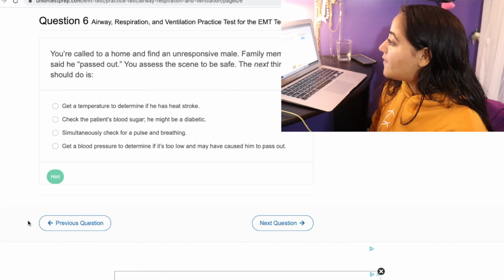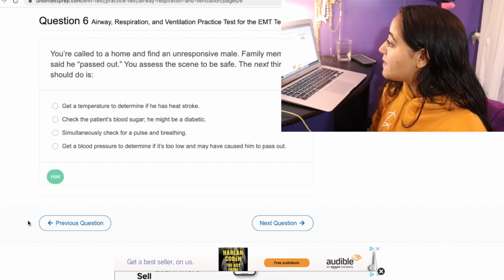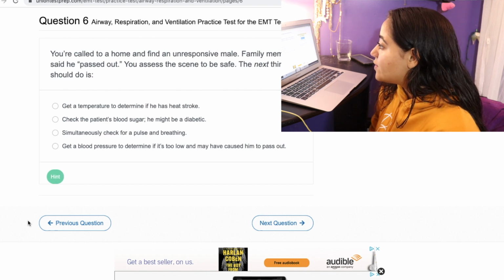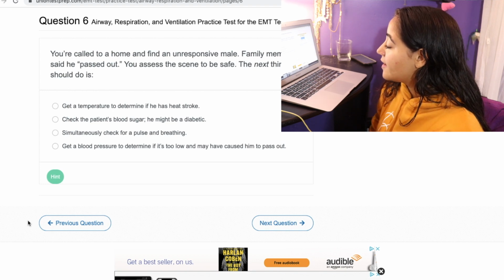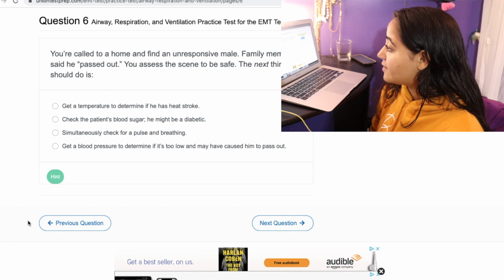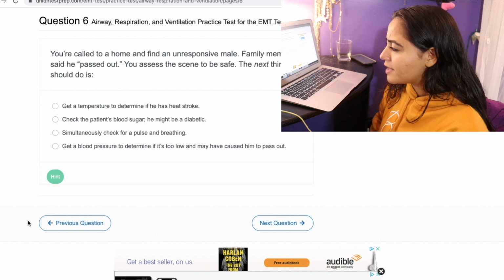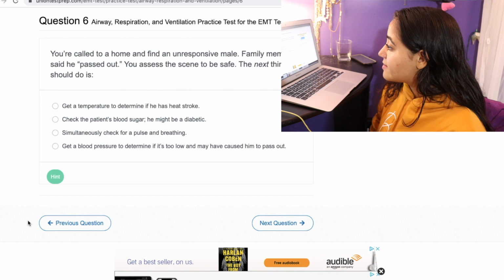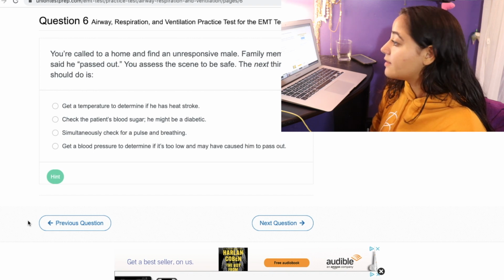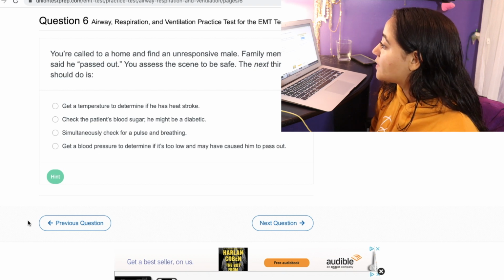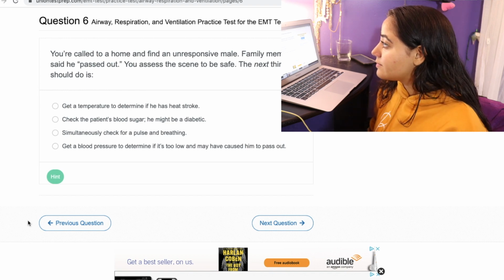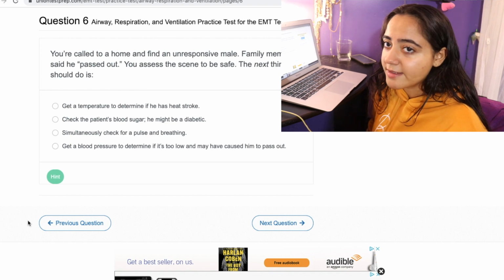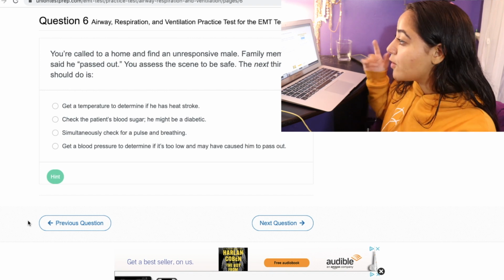You're called to a home and find an unresponsive male. Family members say he just passed out. You assess the scene to be safe. The next thing you should do is get a temperature to determine if he had heat stroke, check the patient's blood sugar, he might be diabetic, simultaneously check for pulse and breathing, that's definitely the one, or get a blood pressure to determine if it's too low and may have caused him to pass out. All of these could be an answer, but the first thing besides BSI is to make sure the guy is breathing and has a pulse. So I'm going with that one.